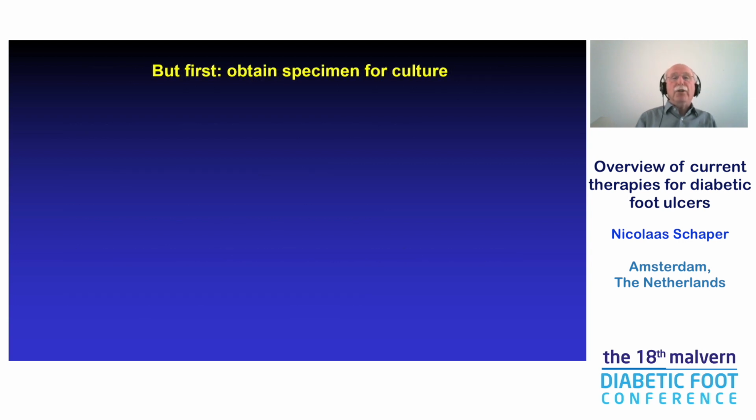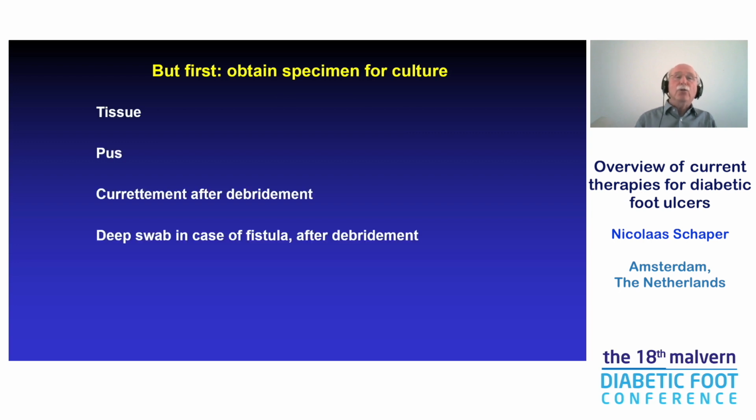Before you start your antibiotic treatment, of course, you have to obtain a specimen for culture, because I just talked about initial therapy. So after 2 or 3 days, when you have the results of the culture, you can tailor down based on the results. And that culture should always be either tissue, pus, or curettage material obtained after debridement of the base of the ulcer. And if you have a deep ulcer with a fistula, you could use a deep swab technique after, of course, debridement. But please, no superficial swabs.